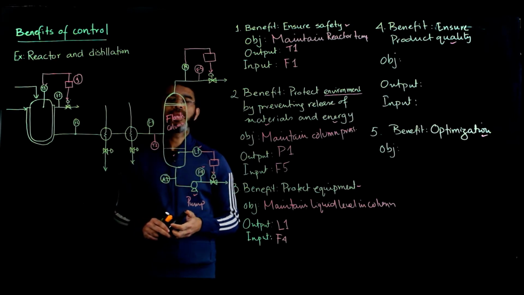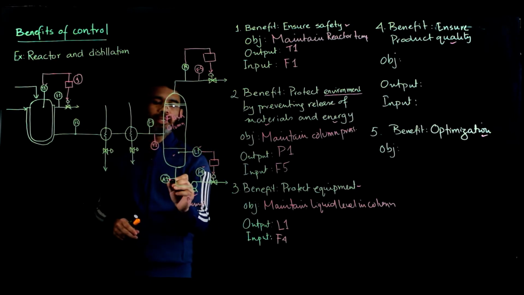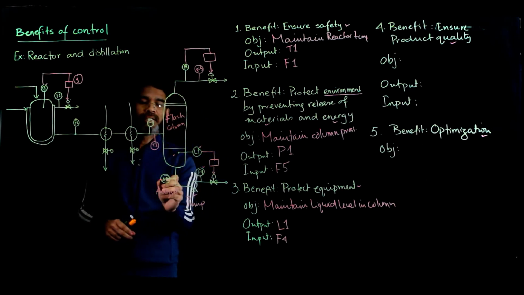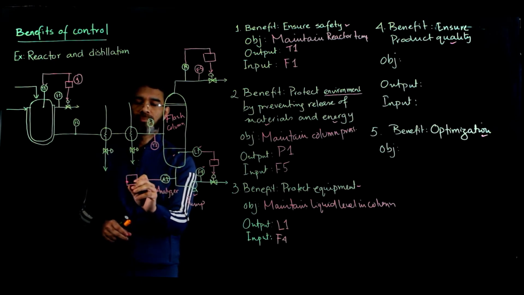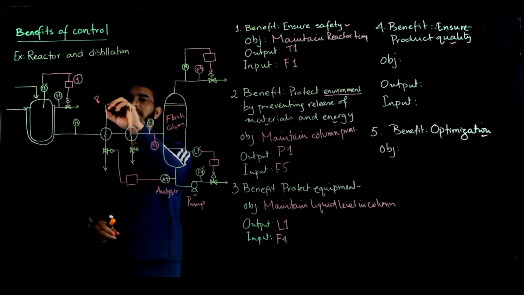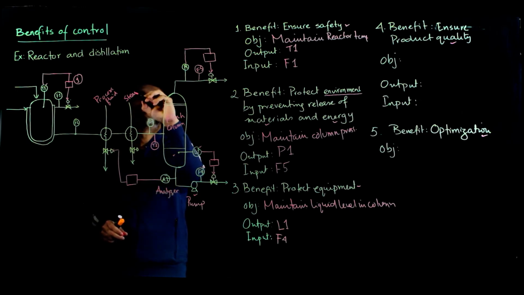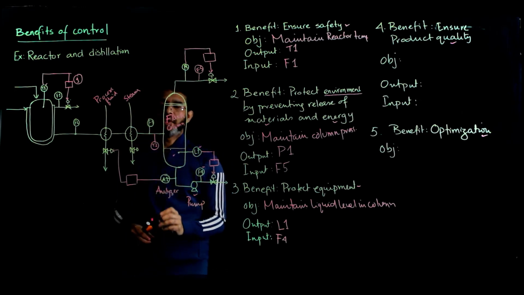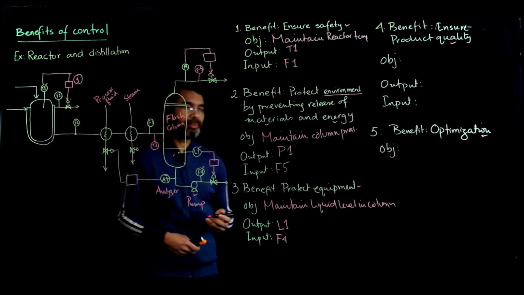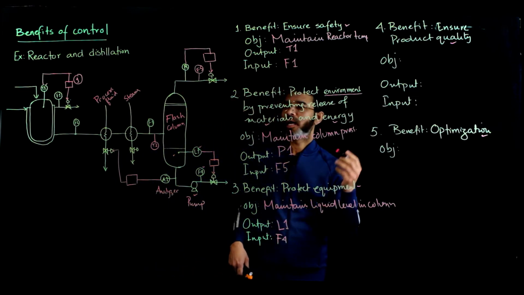Or you can think about maintaining the product quality if you have an analyzer here. You can have this measured and you can have a controller to manipulate this. For this case, suppose there are two heat exchangers. One is using the process fluid, another using the steam. So you can manipulate the process fluid stream to maintain the product quality.